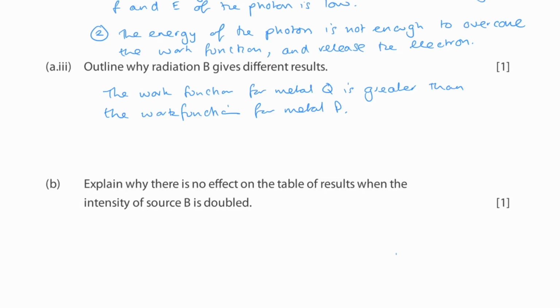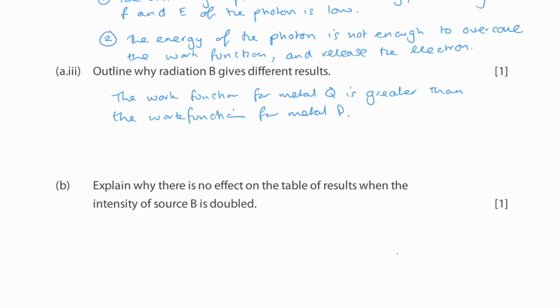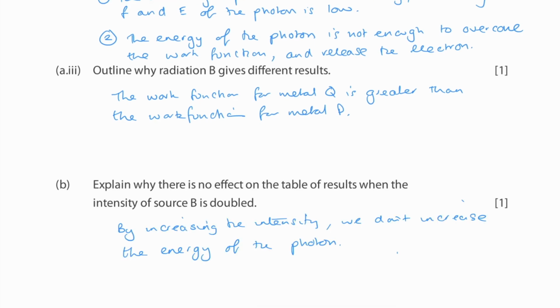Now part B, explain why there is no effect on the table of results when the intensity of source B is doubled. Well, by increasing the intensity, we don't increase the energy of the photon. The photon still does not have enough energy to overcome the work function.